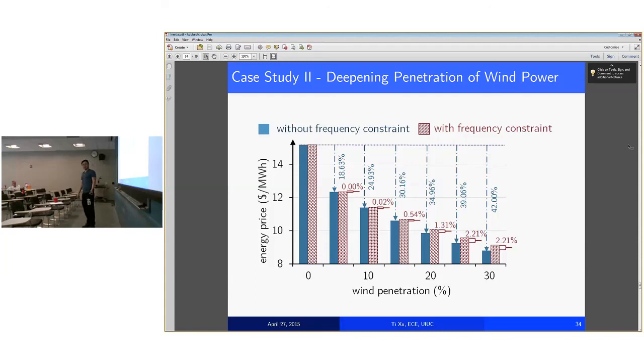What is the red percentage? All the percentages are out of the original price when there is no wind. So it's compared to the blue bar directly. Yes.